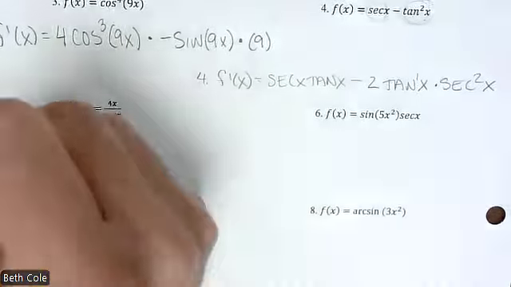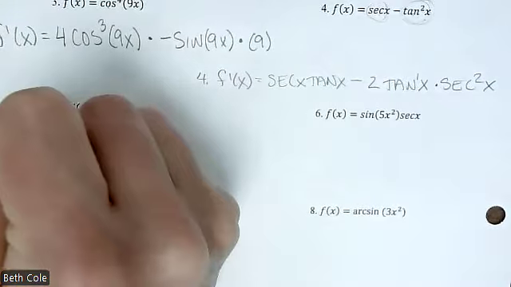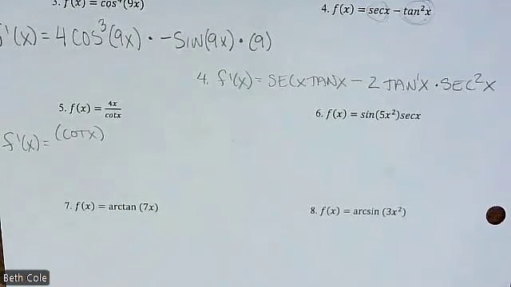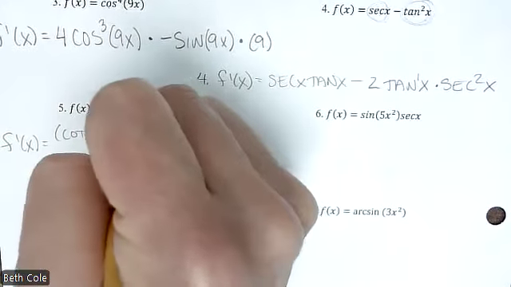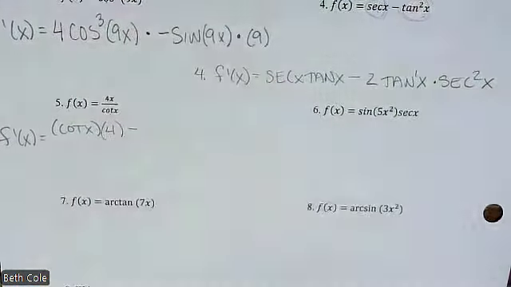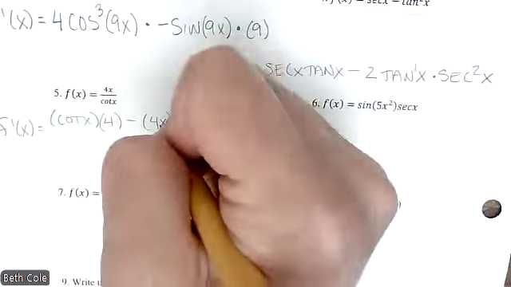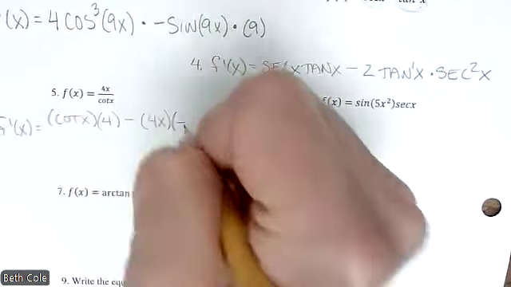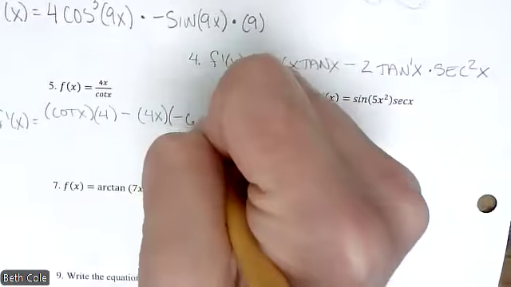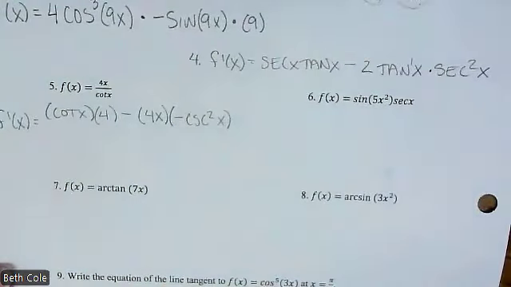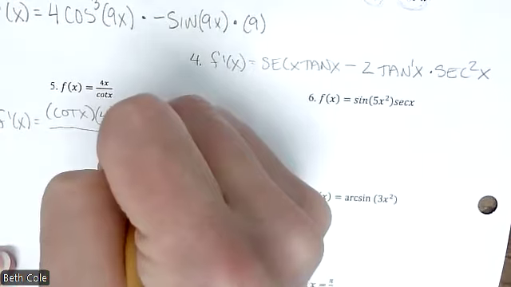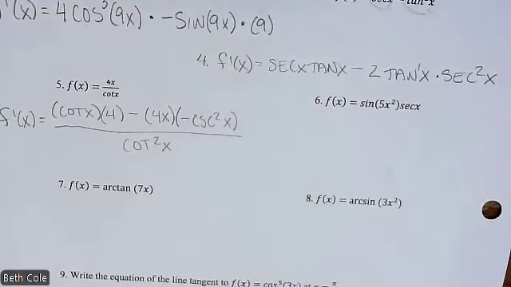All right, what rule is this one? Quotient. So we're going to start with the denominator. And then times what? 4, good. Derivative of the numerator. Minus 4x, which is your numerator. And then derivative of the denominator. Now it's a cot, so it's going to be negative cosecant squared over the denominator squared. Yay, good job, you did it.